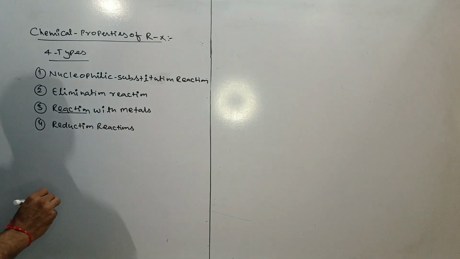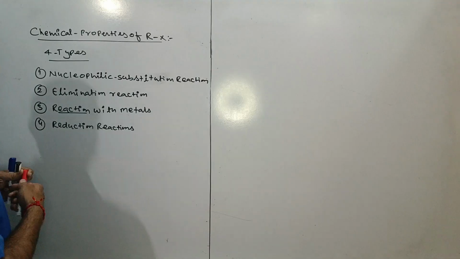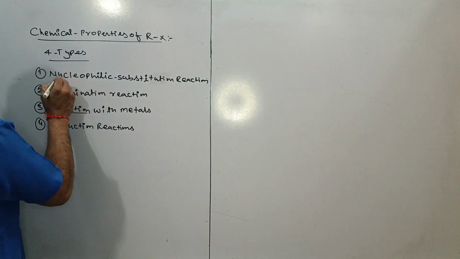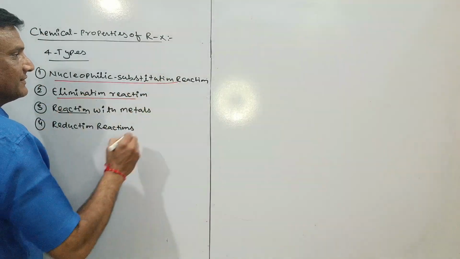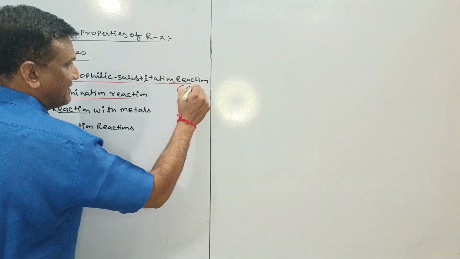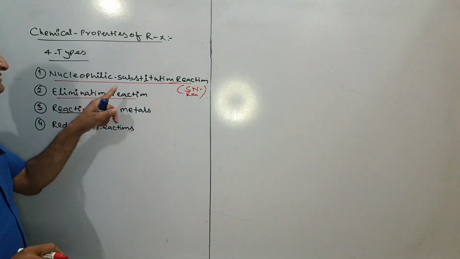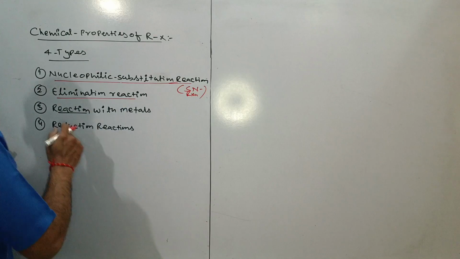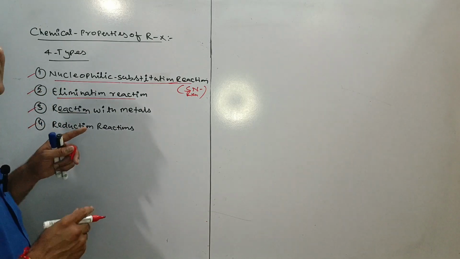If we go with the properties, then these two reactions are too important. No doubt all the reactions are important, but the weightage of this reaction and this reaction is a lot. This reaction is also called the SN reaction, in short RX, SN reaction, S and N, substitution by nucleophile. So these are the four properties which we have to discuss in this video or in further videos also.